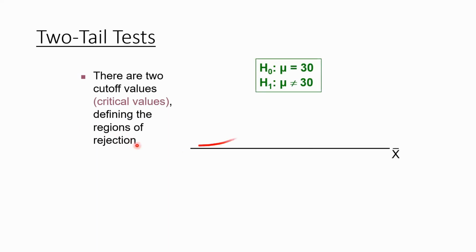So you have your sampling distribution for your sample statistic, the mean, and your population mean is 30. So you're testing for this scenario where your null hypothesis is that your population mean is equal to 30, and your alternative hypothesis is where your population mean is not equal to 30.